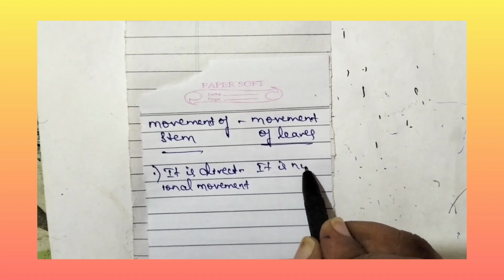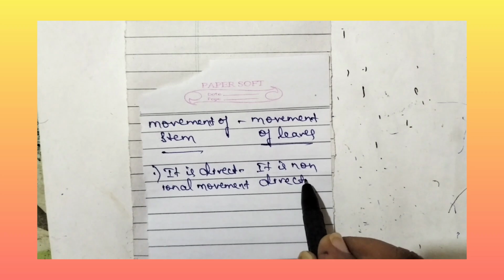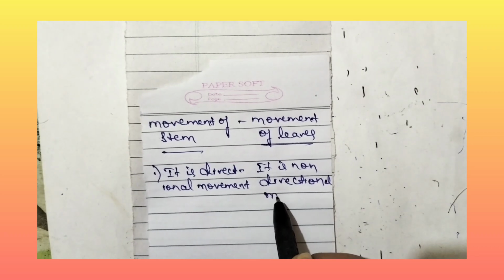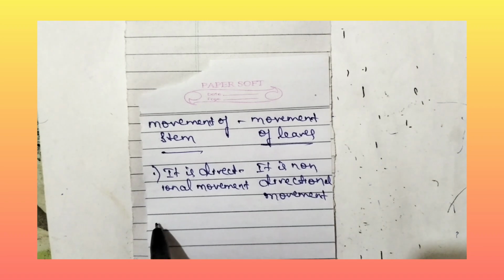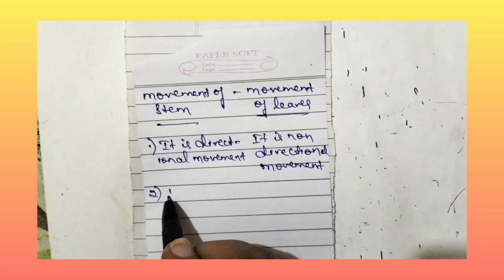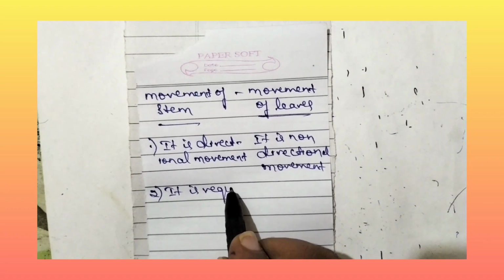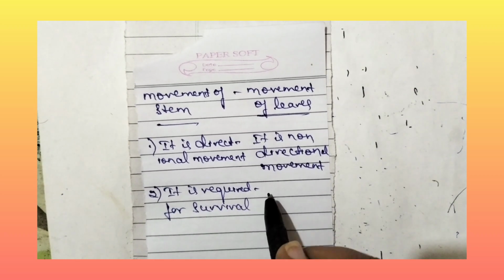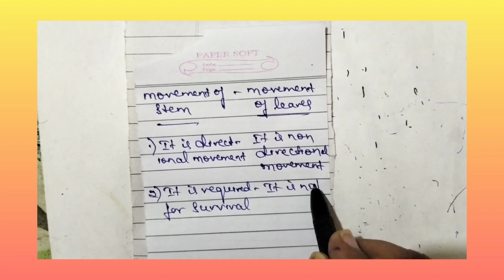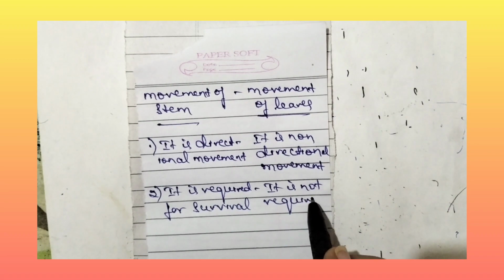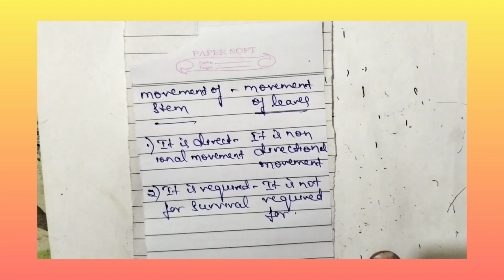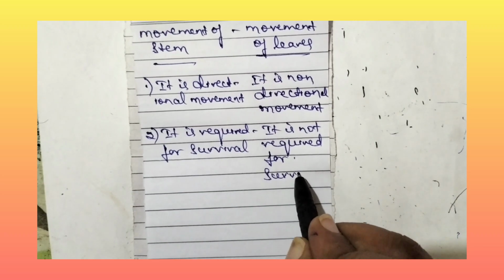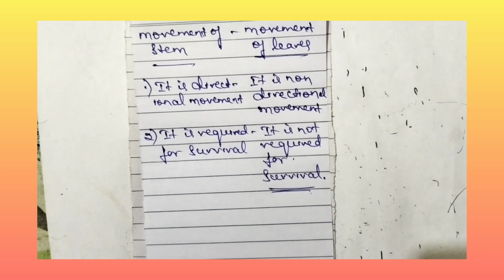The leaf movement is non-directional movement. When leaves close, it is non-directional movement. So this is the first difference between them. Second one: the stem movement is required for survival, whereas the leaf movement is not required for survival. So these are the two differences between movement of stem and movement of leaves. So this much we have to see in this.